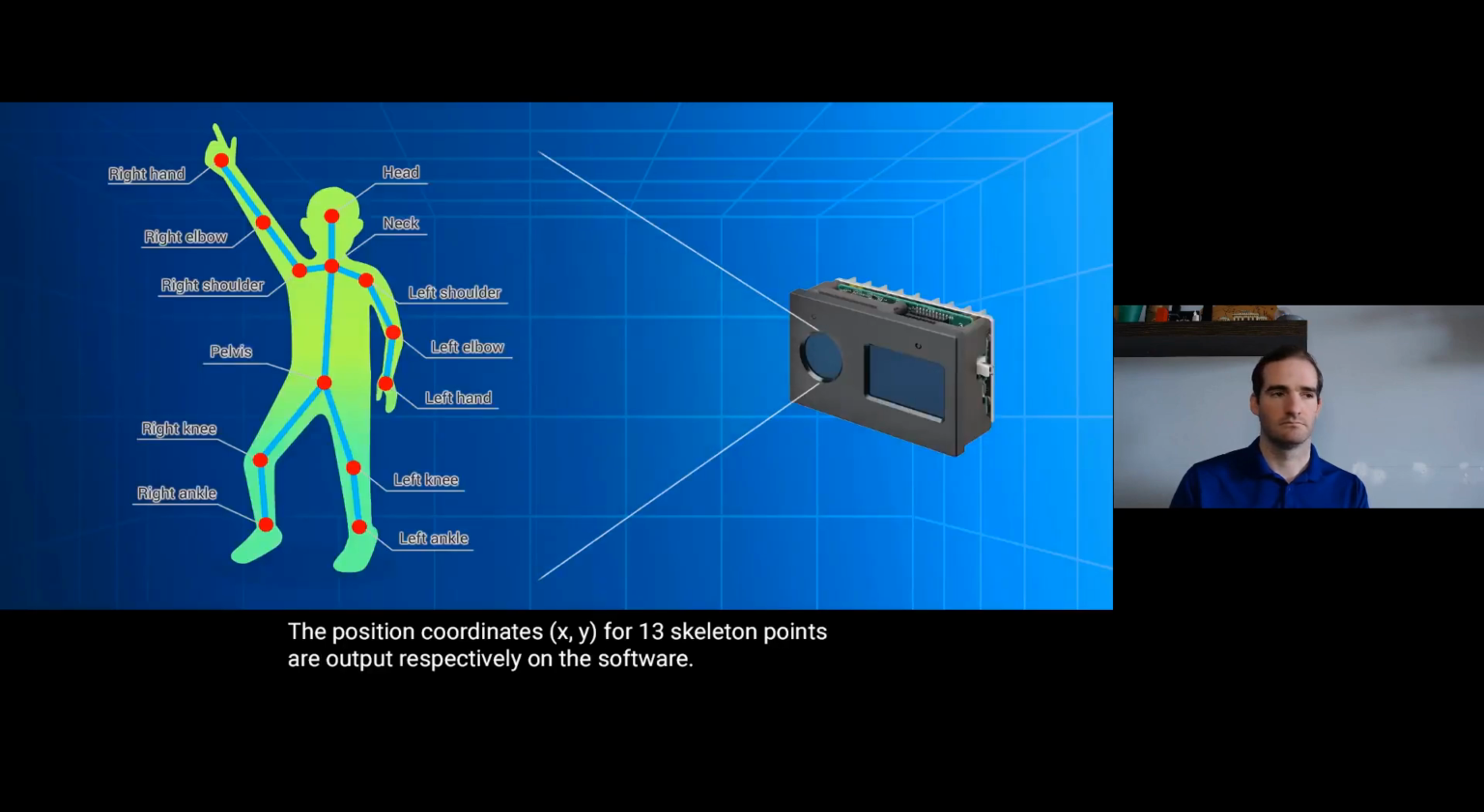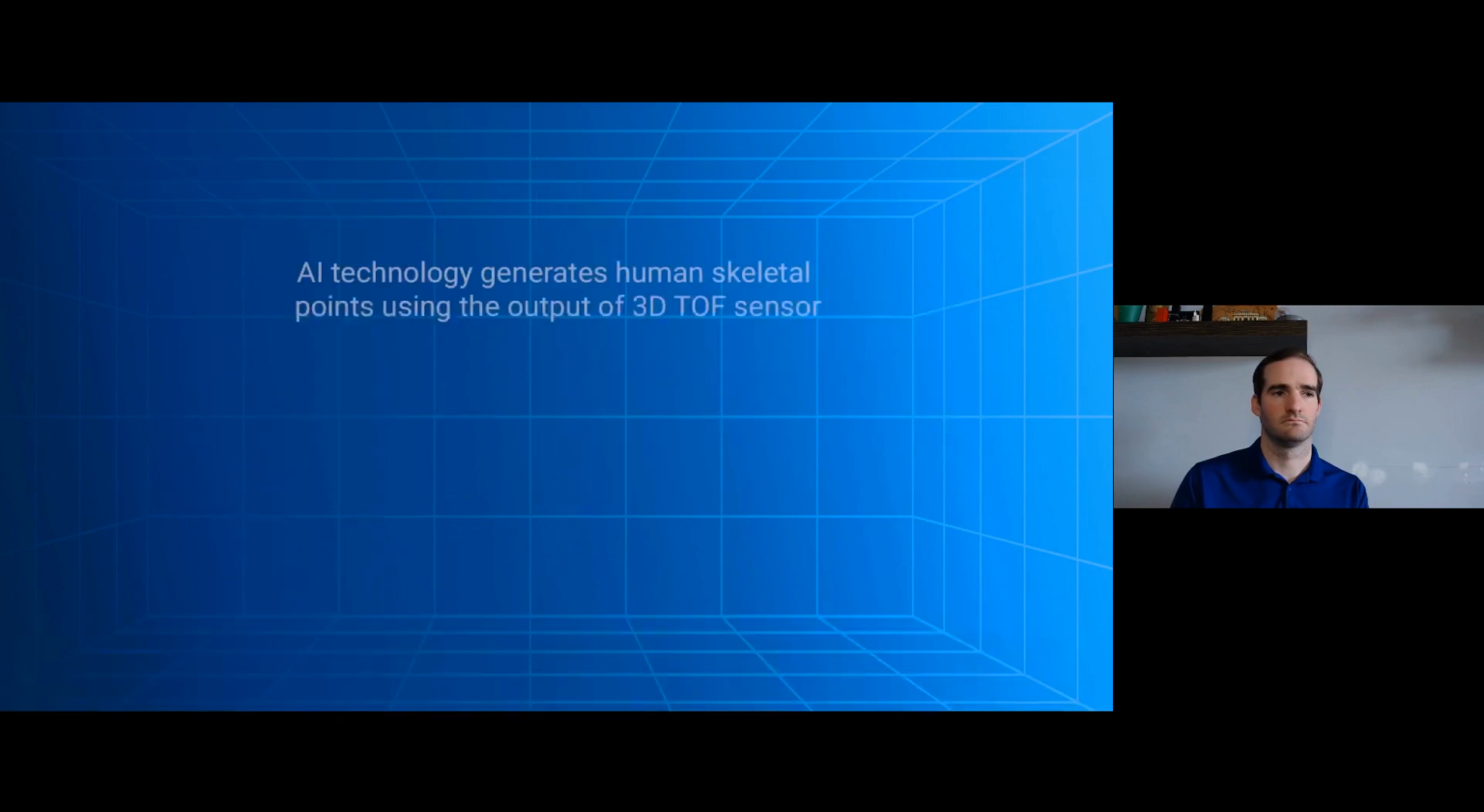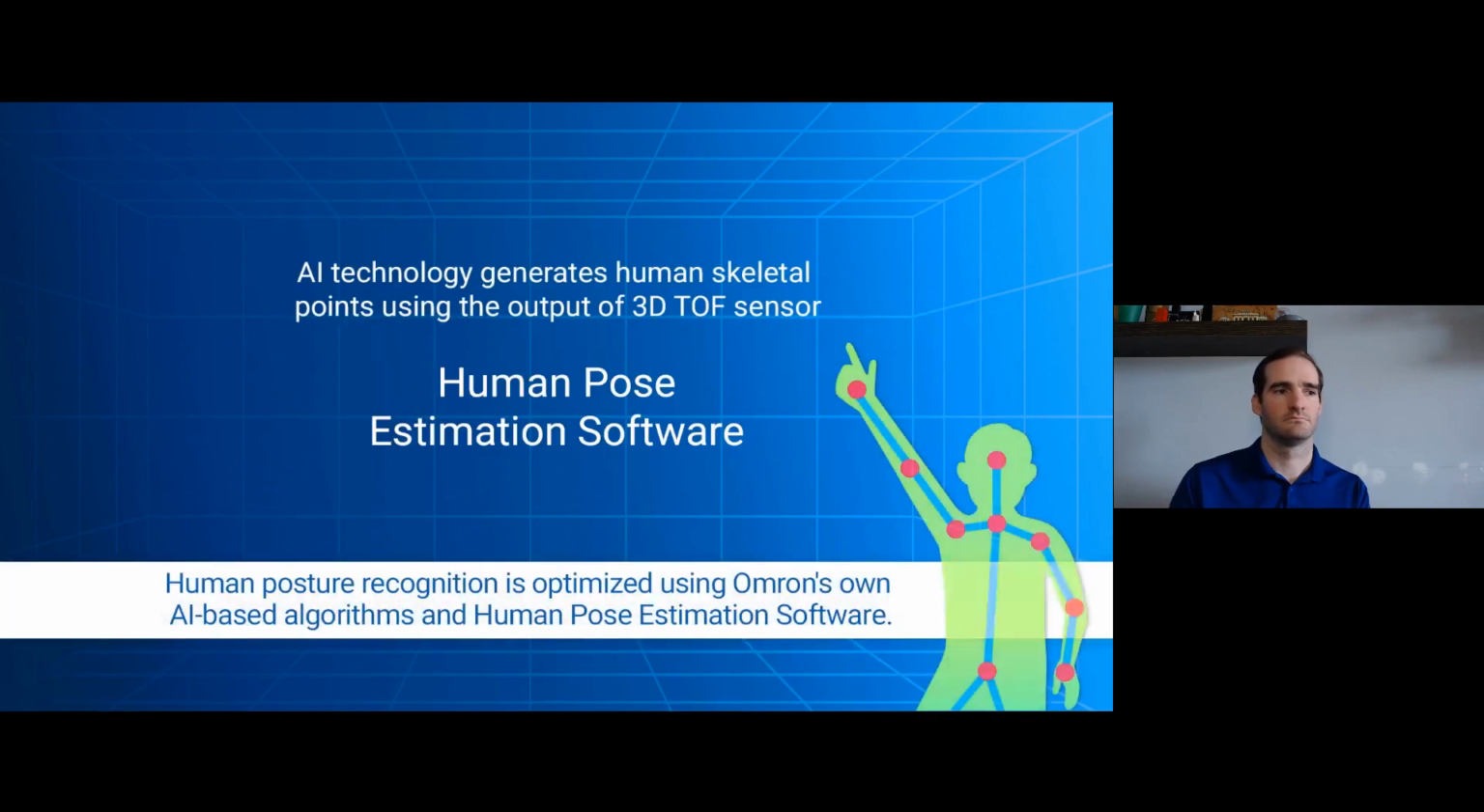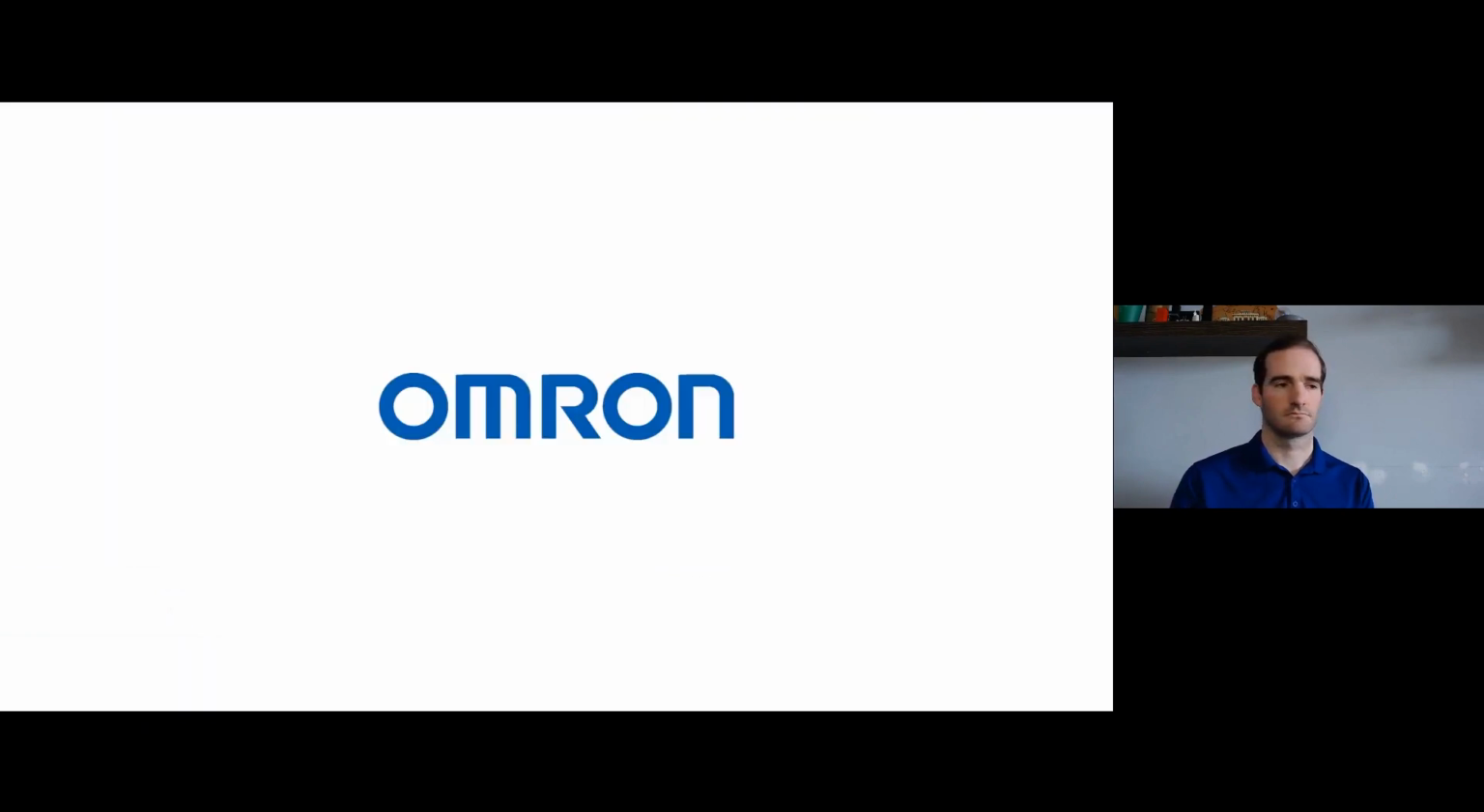The position coordinates for 13 skeleton points are output respectively on the software. Human posture recognition is optimized using Omron's own AI-based algorithms and human pose estimation software.